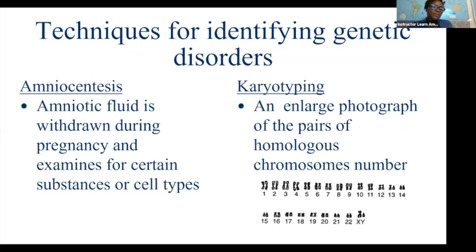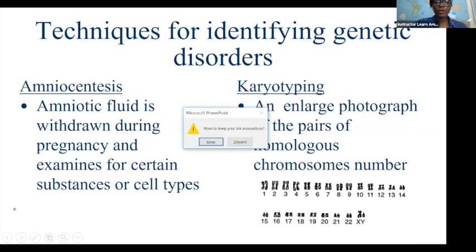Here are some of those techniques I'm talking about. Amniocentesis is where they withdraw the fluid from the parent during pregnancy, and you can examine the cells there. Karyotyping, we can use that in Down syndrome because we're looking at the pair. It's a large photo of the chromosome setting.